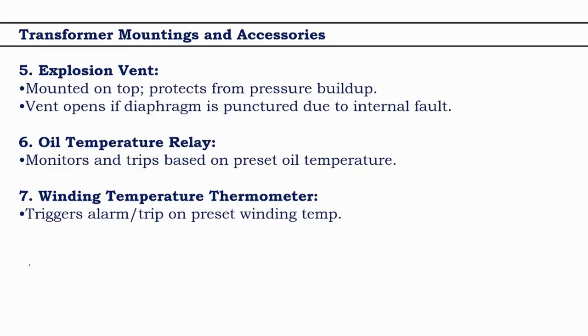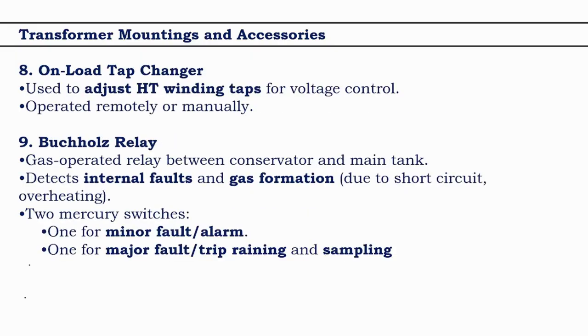If all openings are closed, a huge amount of heat pressure builds up inside the tank. What will happen? The tank will explode. To avoid that issue, we use the explosion vent. The oil temperature relay and winding temperature relay are used to measure the temperature of the oil inside the main tank and the winding temperature; the sensors are also placed inside the main tank.